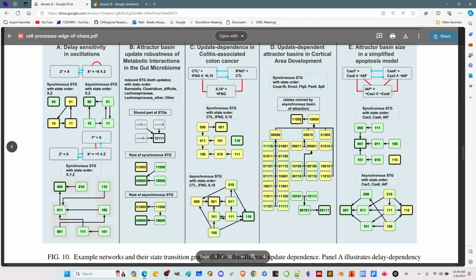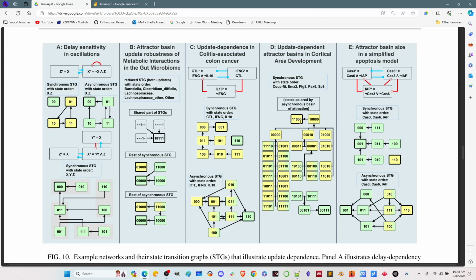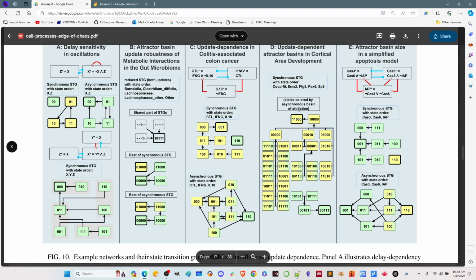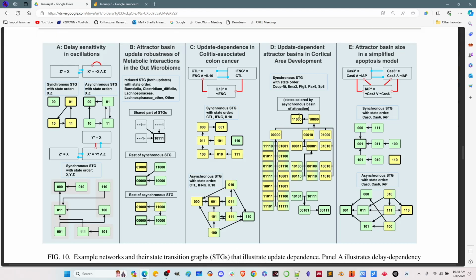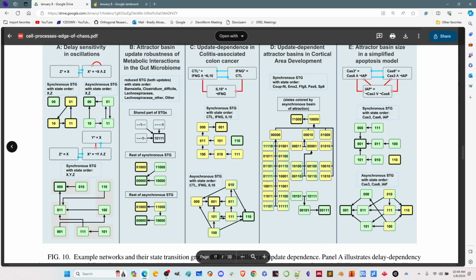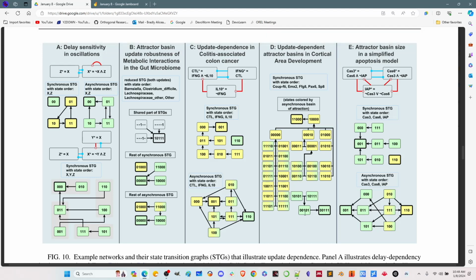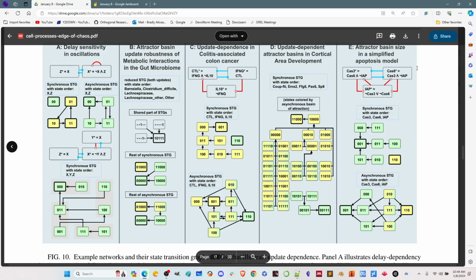So this is where we have different genes, and we have a state order here. And then we have states colored by asynchronous basin of attraction. So they go from yellow to green, and they show from synchronous to asynchronous. So there's this gradient, and then these are the different states and how they allow for these transitions from state to state. And then finally, we have attractor basin size in a simplified apoptotic model.